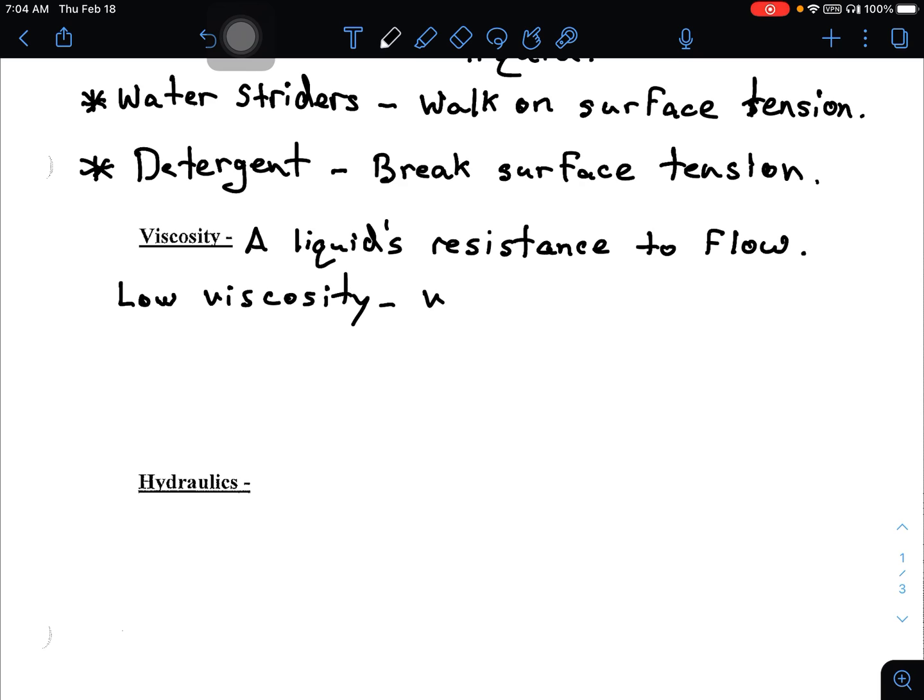Okay, so I would list maybe water, rubbing alcohol. I'm trying to think of some other things off the top of my head. Hydrogen peroxide has a low viscosity. Bleach, etc., etc. They flow easily. And on the other side of the spectrum, high viscosity would be things like honey.